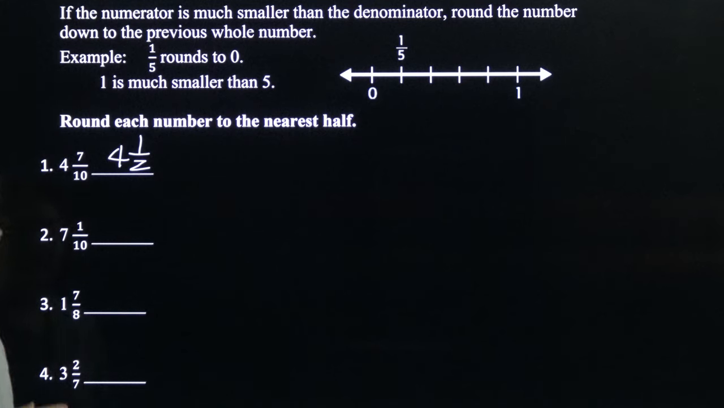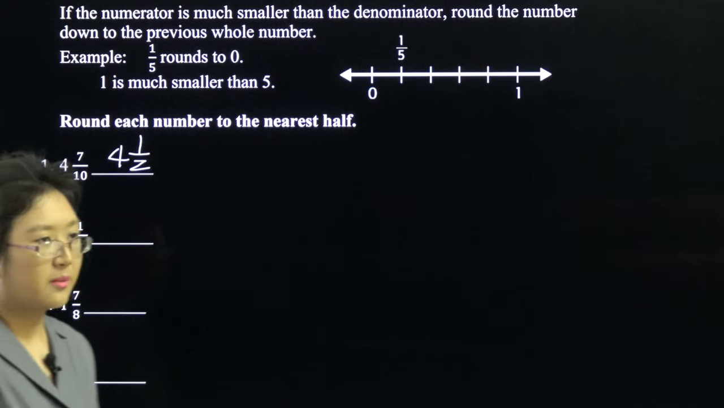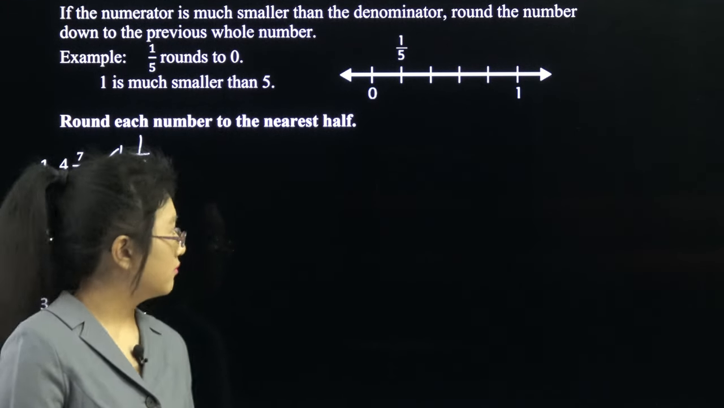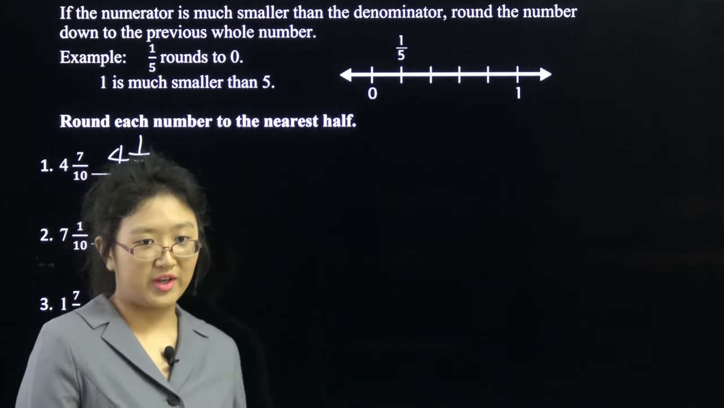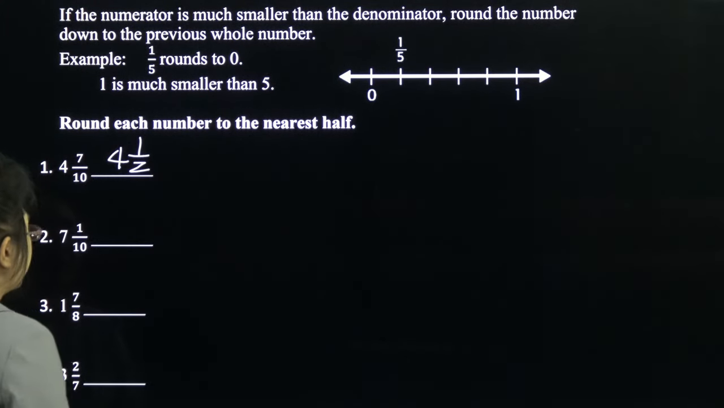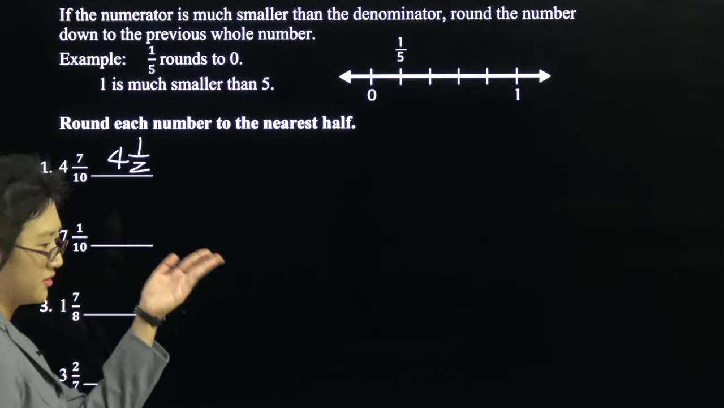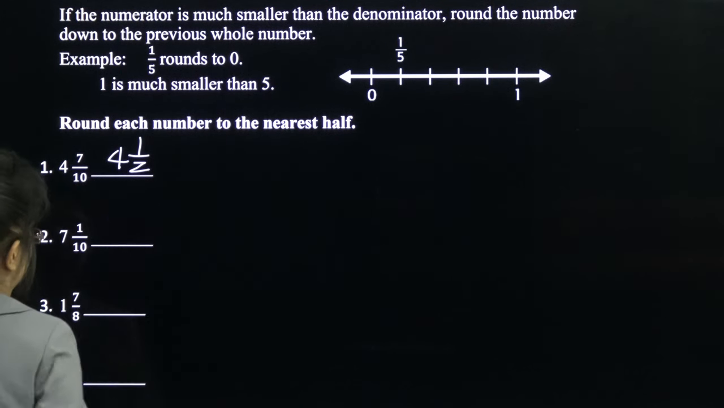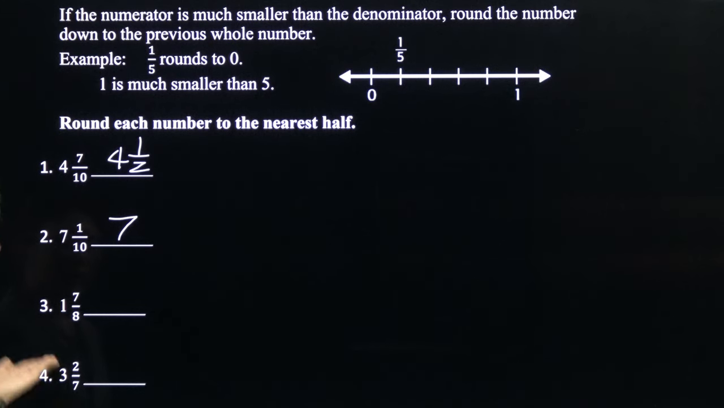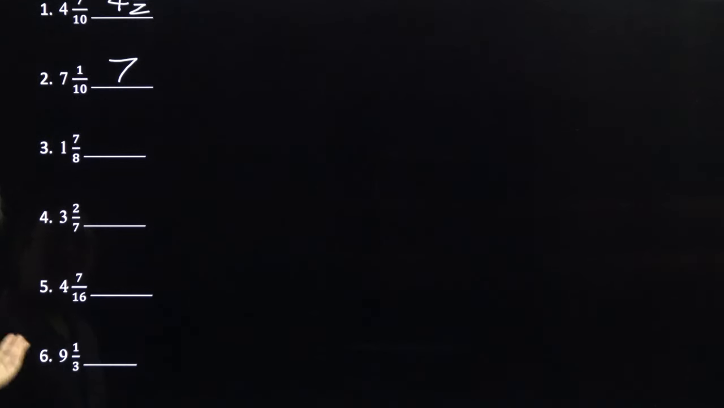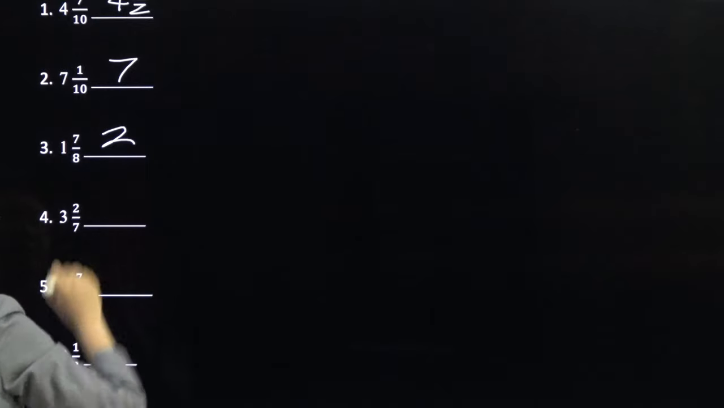Now, 7 1/10. 1/10 is much closer to 0 than it is to 5/10, which is half. So we round just down. It'd just be 7. Now here we have 1 7/8. 7 is very close to 8, i.e. the numerator is very close to the denominator. So naturally, we'd round up. And it'd be 2.